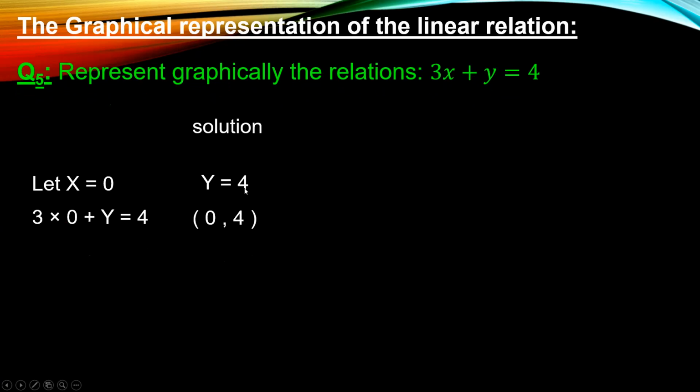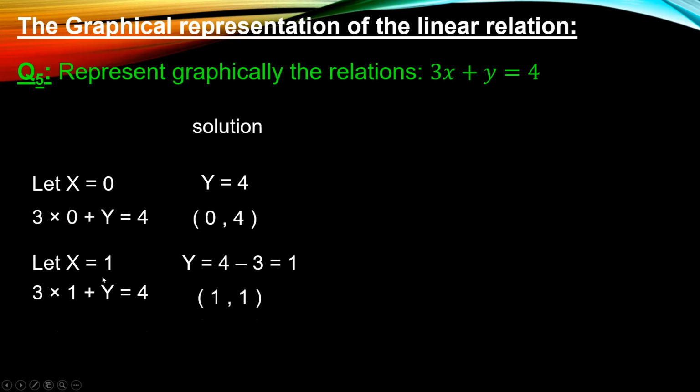Here, to represent the straight line of this equation, first I will need to get the 3 points, or the 3 ordered pairs. I will get the first one. Let's get the second. Let the value of x equal 1. So I will substitute the value of x by 1. It will be 3 times 1 plus y equals 4. So 3 plus y equals 4. So to get the value of y, it will be 4 minus 3 equals 1. So this ordered pair will be 1 and 1.